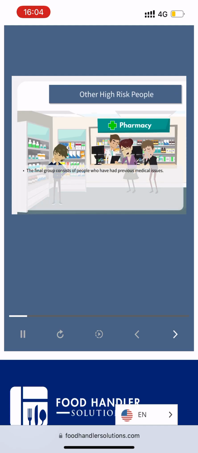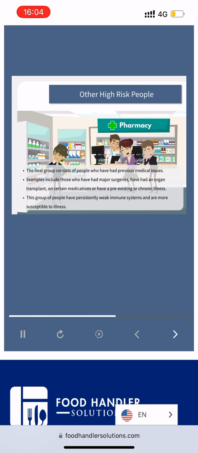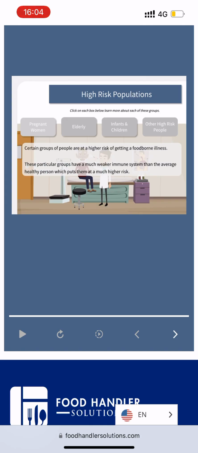The final group consists of people who have had previous medical issues. Examples include those who have had major surgeries, have had an organ transplant, take certain medications, or have a pre-existing or chronic illness. This group of people have persistently weak immune systems and are more susceptible to illness.